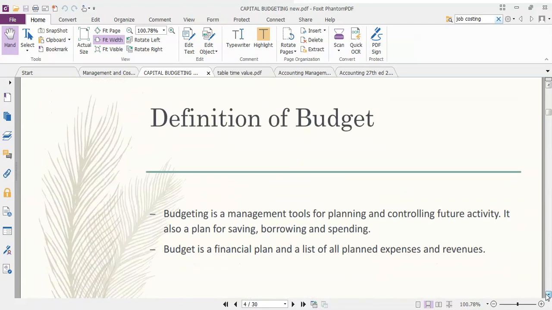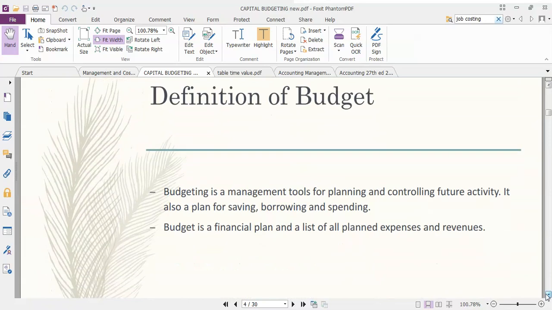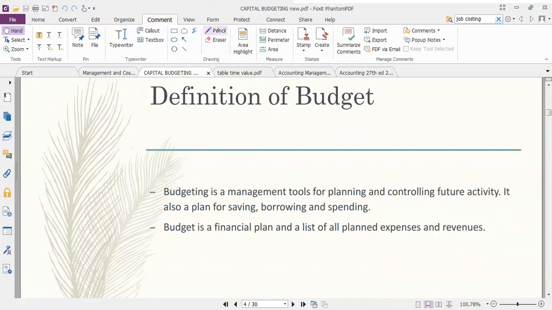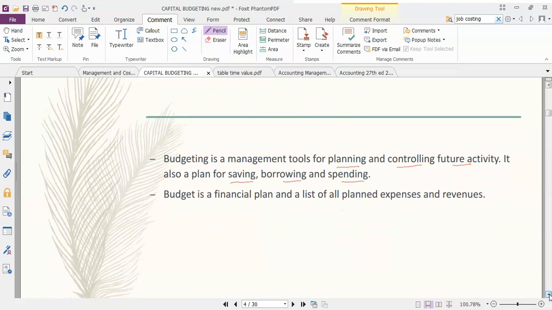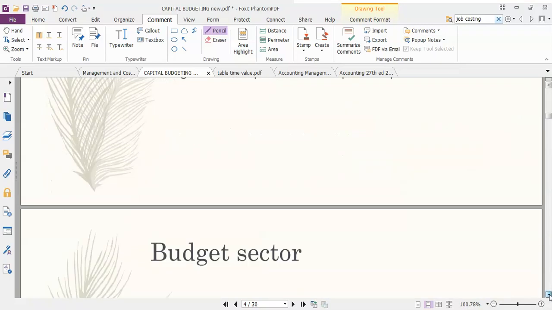So let's look at the budget first. Budget is a management tool for planning and controlling future activities. That is called budget. It is also a plan for saving, borrowing, and spending. Budget is a financial plan and list of all planned expenses and revenues. That is the budget definition. Let's look further.